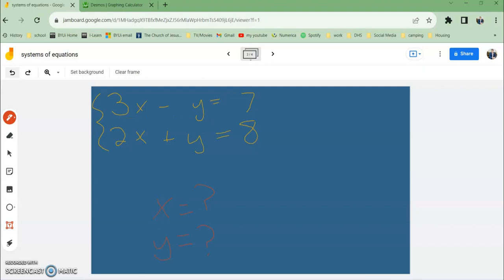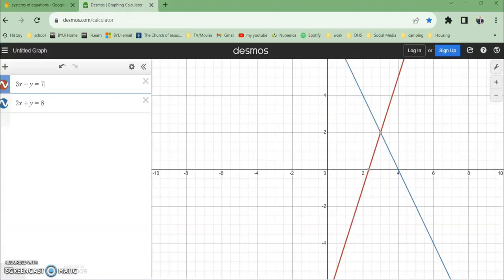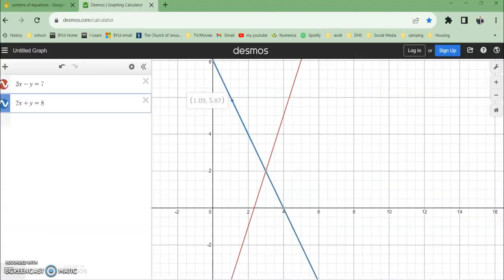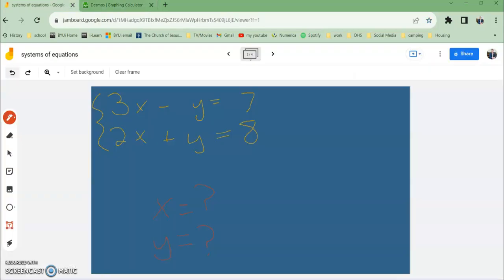When we do systems of equations, we want to figure out when these two functions actually meet. If we put it on Desmos, we see that these are the two functions, and they meet at 3, 2. So the x value is 3, and the y value is 2. If we do this mathematically, we can actually see that. So the first way is substitution.